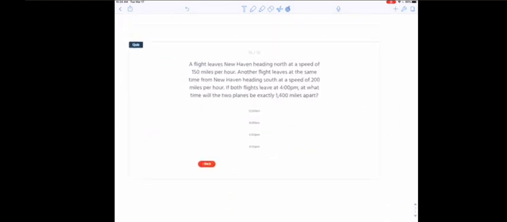So this one says, a flight leaves New Haven heading north at a speed of 150 miles per hour. Another flight leaves at the same time from New Haven heading south, so in the opposite direction, at a speed of 200 miles per hour. If both flights leave at 4 p.m., at what time will the two planes be exactly 1,400 miles apart?